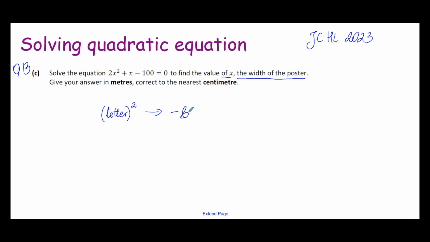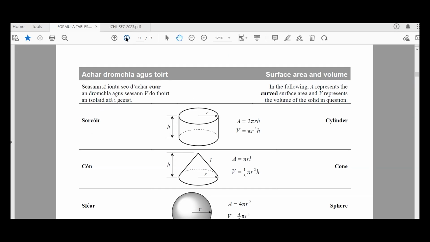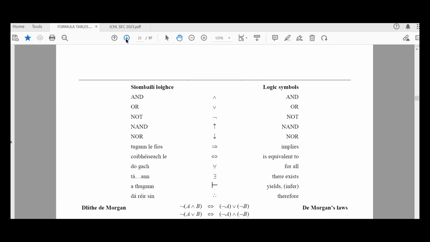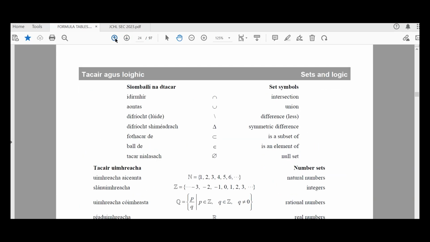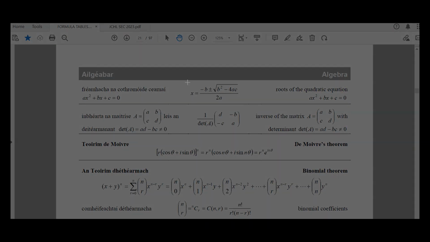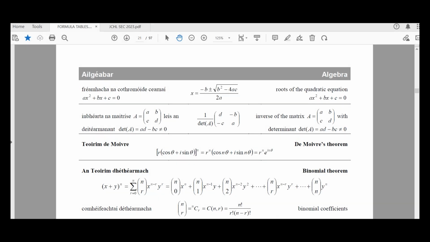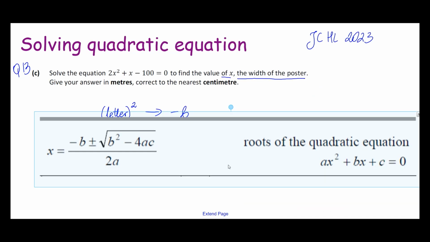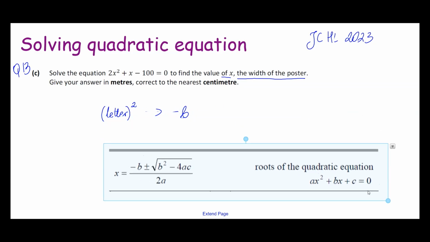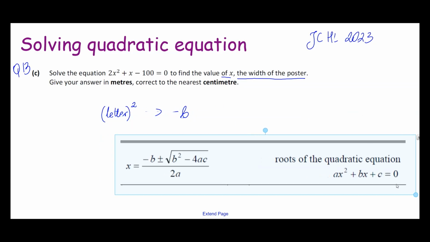Where is that minus b formula? So we go to our table, and if I remember correctly, it's on page 20. Oops, I passed that. My apologies. There it is, page 20, the very top of your page. You really, really need to know how to use this formula. If you know how to use this formula now, you're going to be ahead in 5th year.